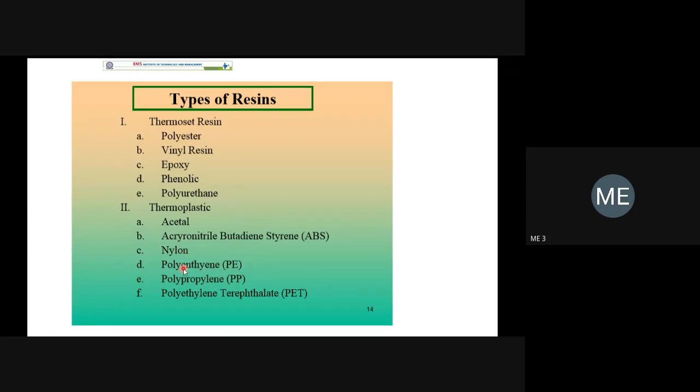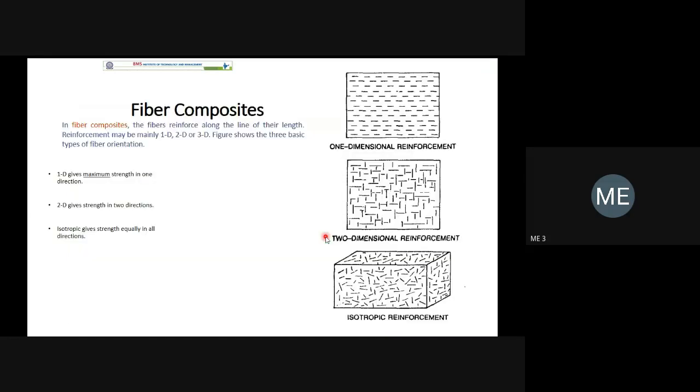From the examination point of view, at least remember around 3 thermoset resins and at least 3 thermoplastic resins. One is polyethylene, polypropylene, polytetrafluoroethylene. Nylon is an example, acetal is an example, and ABS, acrylonitrile butadiene styrene. No need to remember all 5, but at least remember a minimum of 3 matrix materials.